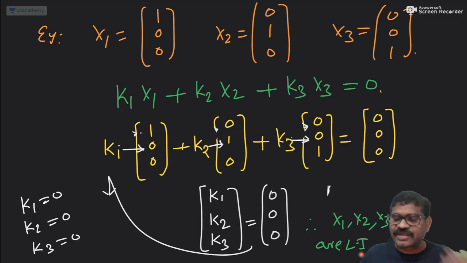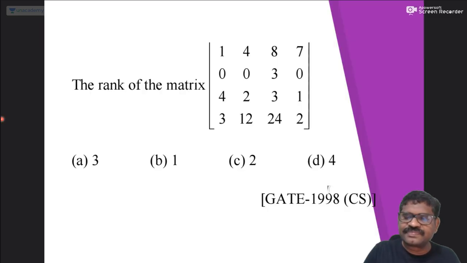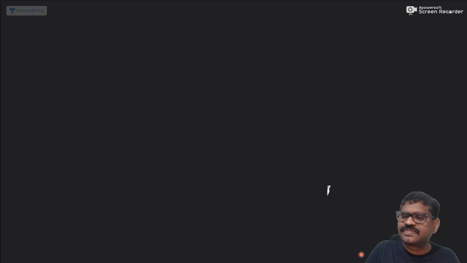Now, another concept we have, that is basis. So what is basis? First I am giving the definition. By reading the definition you won't get anything. Don't worry. I will explain with an example.